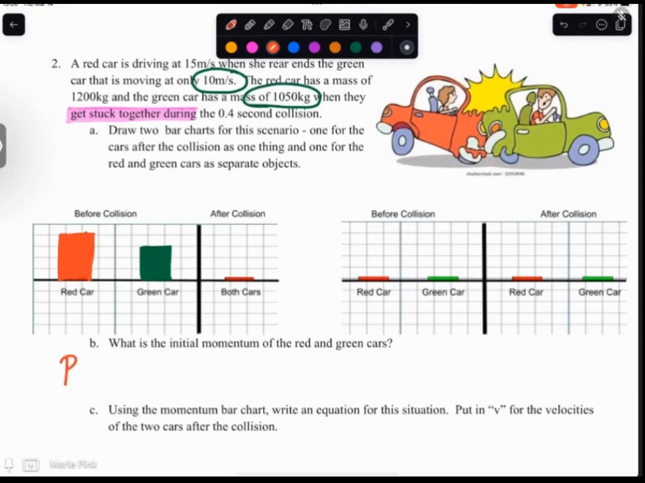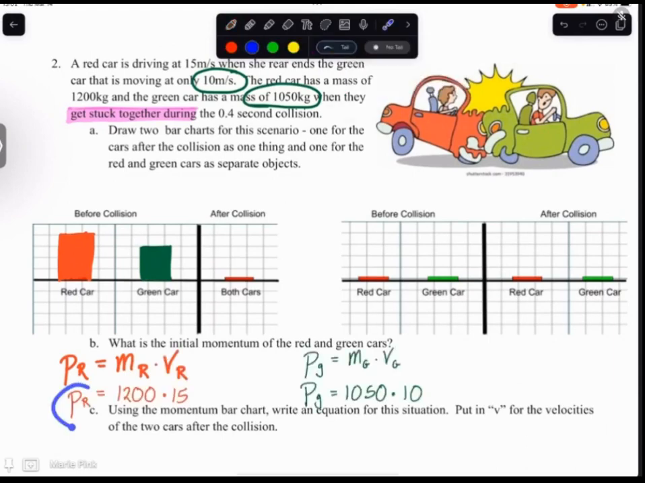So the momentum of the red car is going to be equal to the mass of the red car times the velocity of the red car. And so we were given the mass of the red car and the velocity of the red car. So that's where we're getting those numbers from. And so that means that my momentum here is going to be 18,000. And then the units are kilograms times meters per second.